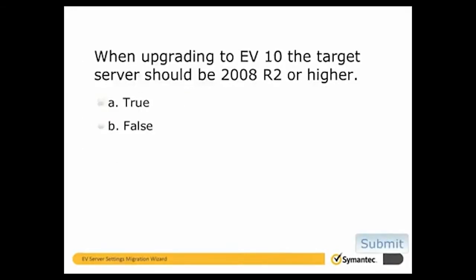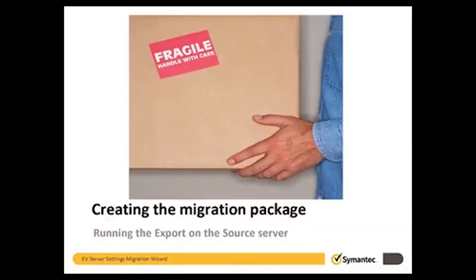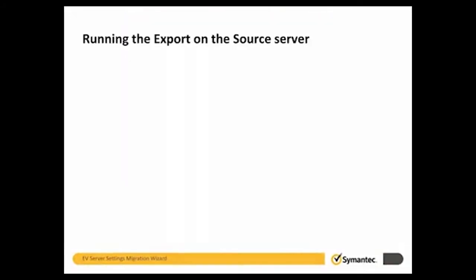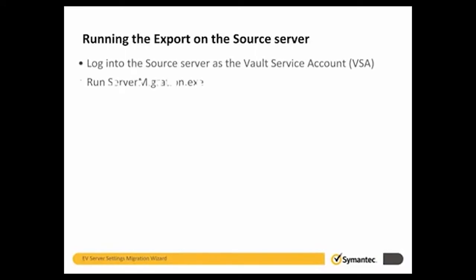When upgrading to EV10, the target server should be 2008 R2 or higher. Creating the migration package. Let's review the process for running the export on the source server. When exporting the data on the source server, you must log in as the Vault Service account. Then you can run the Server Settings Migration Wizard to create the export package.